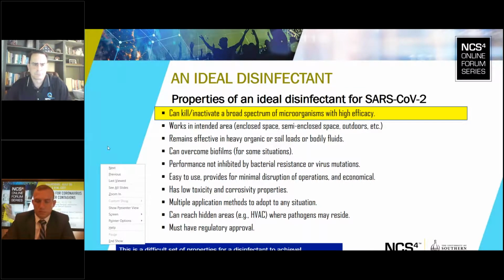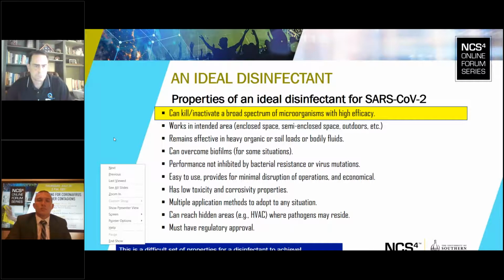And when you start talking about toxicity and corrosive properties, that's your material compatibility. Every space is going to have different materials in it. If you had battery acid, maybe a great disinfectant, but if you put battery acid on something, it's going to damage your surfaces. So make sure you're selecting the right disinfectant for the materials you're putting it on.